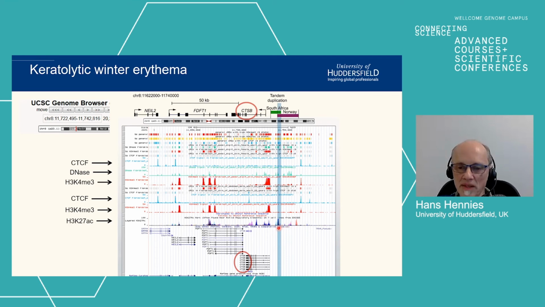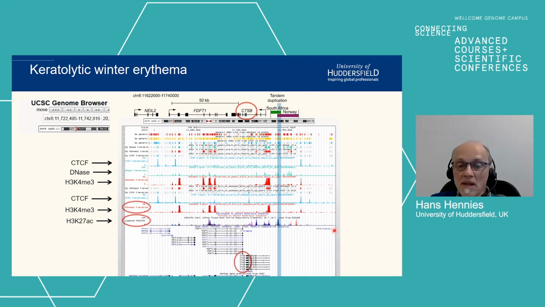So the tandem duplication that was found in this region in the genomic analysis involved an enhancer in this element. The signature of the methylation at K4, where we have a peak here, identifies an active promoter, and this is actually then the promoter of the cathepsin B gene. So we have a duplication in an active enhancer region.